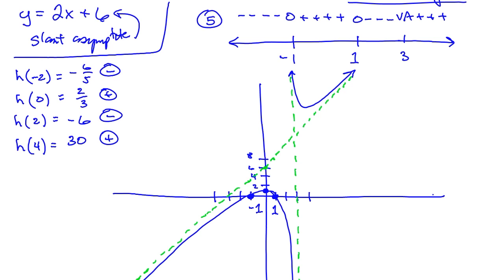Does it ever hit this slant asymptote as it goes out further this way, or does it go out further to the left? Does it ever hit that? The answer is no, and that's because it didn't have a slant crossing.